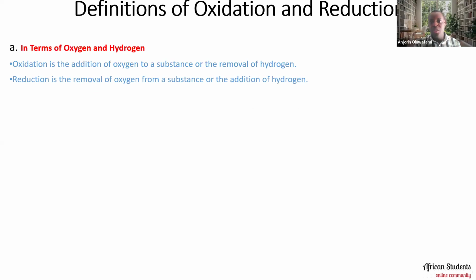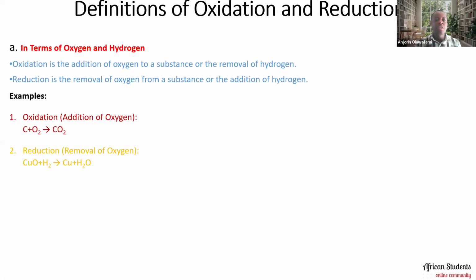That's the definition of oxidation and reduction in terms of oxygen and hydrogen. Okay, let's look at some examples now. Oxidation, addition of oxygen. When you add oxygen to carbon, you have carbon dioxide. That's an oxidation reaction that has taken place there. Okay. The second one is reduction, which is removal of oxygen.